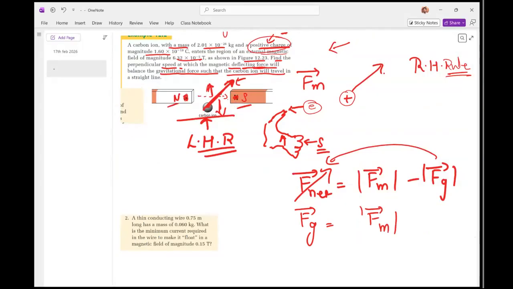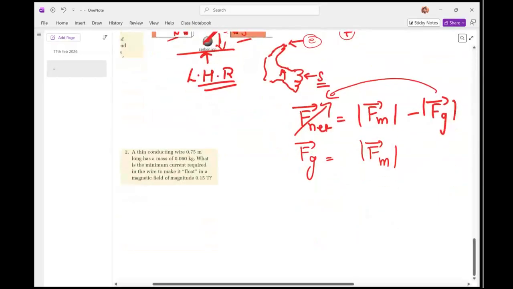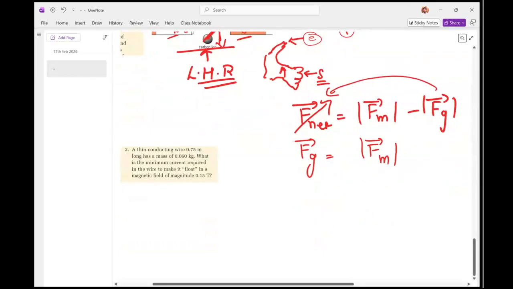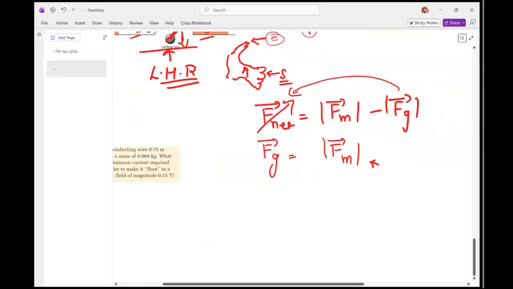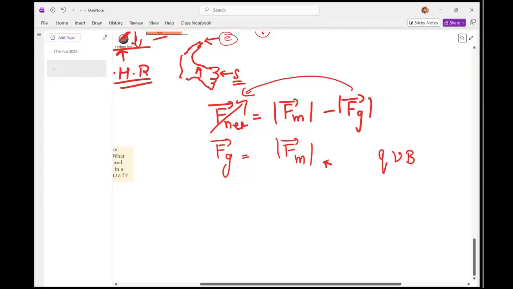And now net force is 0 because it must stay on its path. So I will move this on the other side, so I'll call it as Fg equal to Fm. Now, if you look into your formula booklet, you are given the formula for this question, that is magnetic force formula, which is QVB. Now you can put a sine theta with this one also if you want.